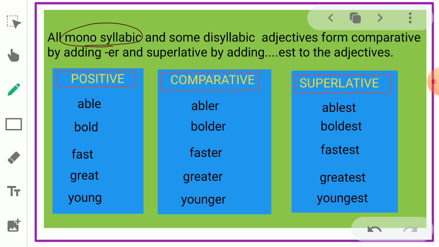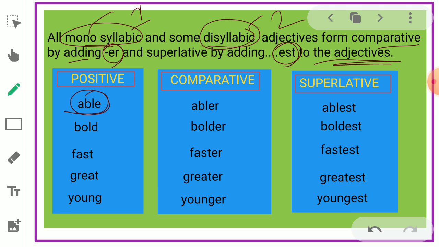All monosyllabic. What do you mean by monosyllabic? Monosyllabic means one syllable. Some disyllabic: disyllabic means two syllables. Adjectives form the comparative by adding er, and the superlative by adding est. For example, in positive form, able. How many syllables are there? Able has two syllables, so we can use er. Abler, ablest. Bold. How many syllables? One syllable. Bolder, boldest. Got it?